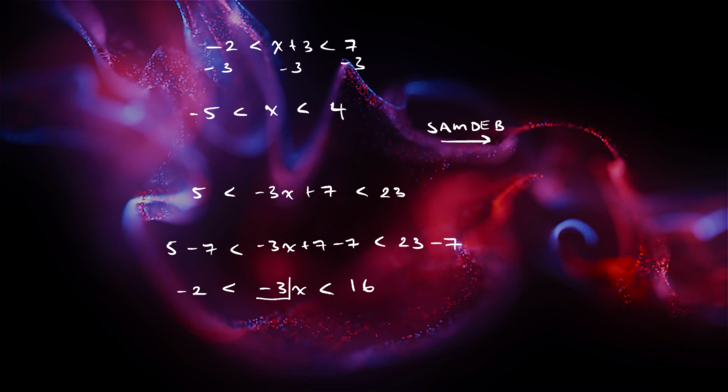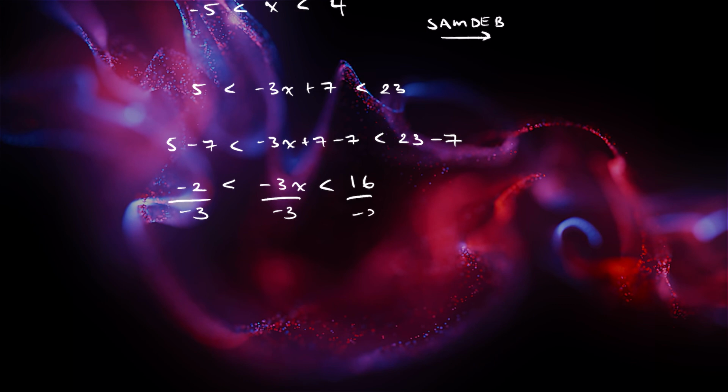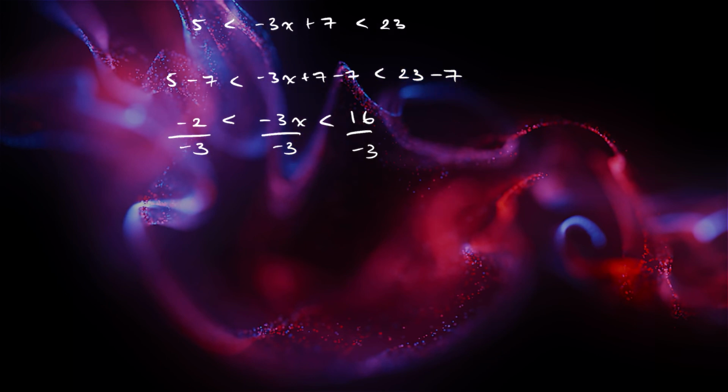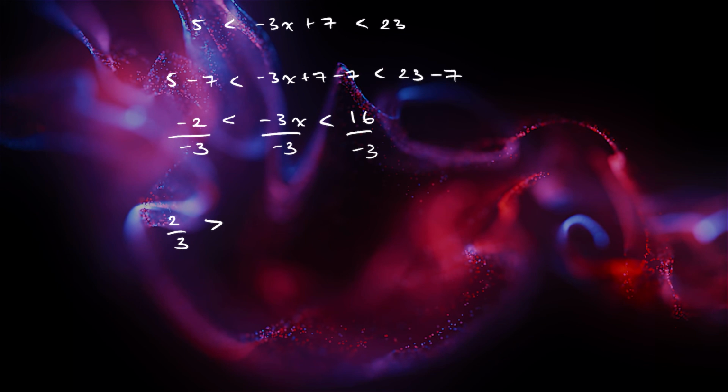So the last thing we need to do is get rid of the coefficient in front of x, which is -3. So in order to do this, I'm going to divide by -3 on every side. However, if you remember, when we have inequalities, we need to flip the sign when we divide or multiply by a negative number. So as a result, we're going to get 2/3. And because we've divided by a negative number, we need to flip our inequality. So the inequality becomes facing the 2/3.